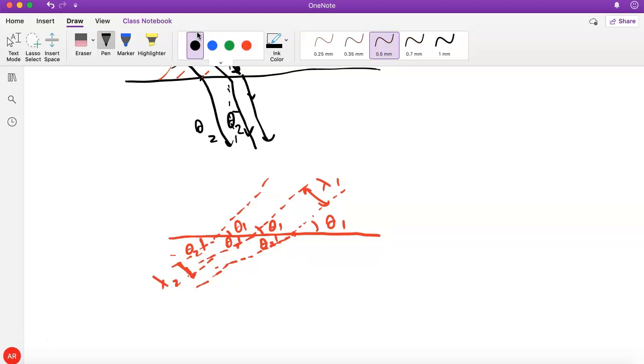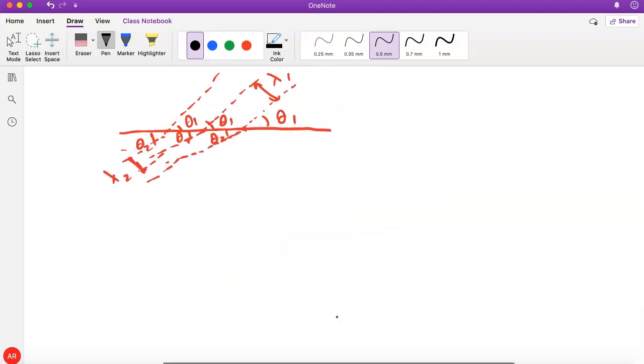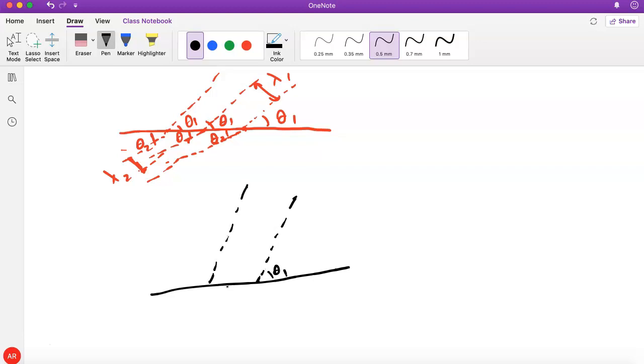Okay, so let me draw a slightly better picture with just two wavefronts. Again, I have the interface, I have one wavefront here, I have the next wavefront here, theta 1, theta 1. These are two parallel lines. The distance between them is lambda 1, the wavelength over here. And then you get theta 2, theta 2. The distance between them is lambda 2.